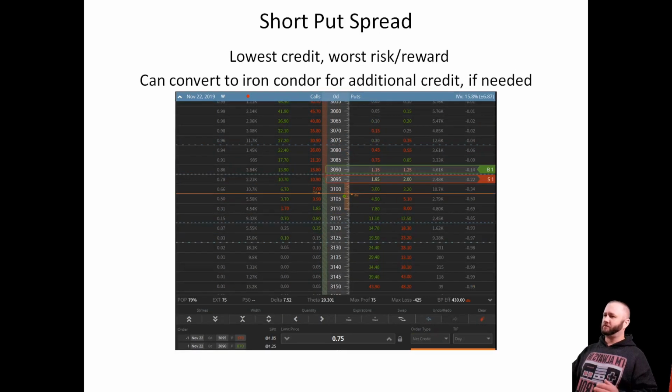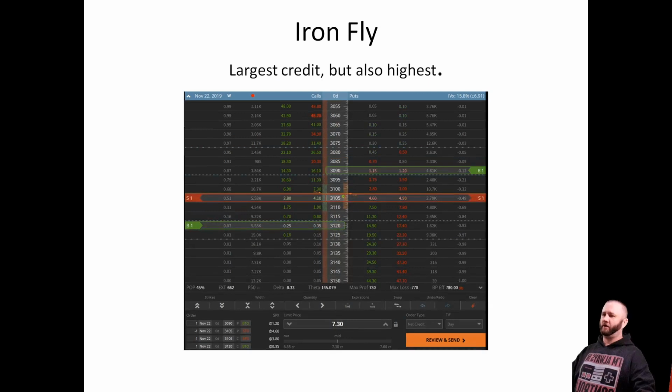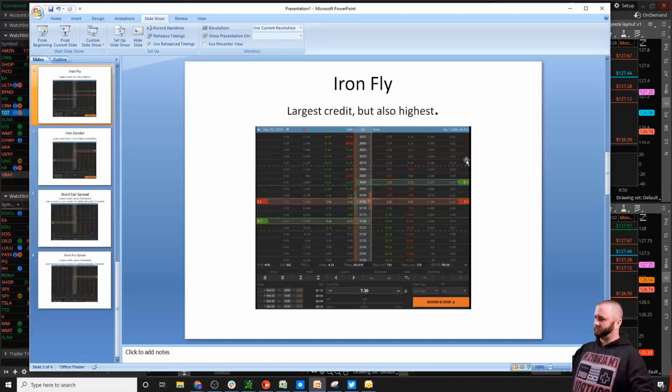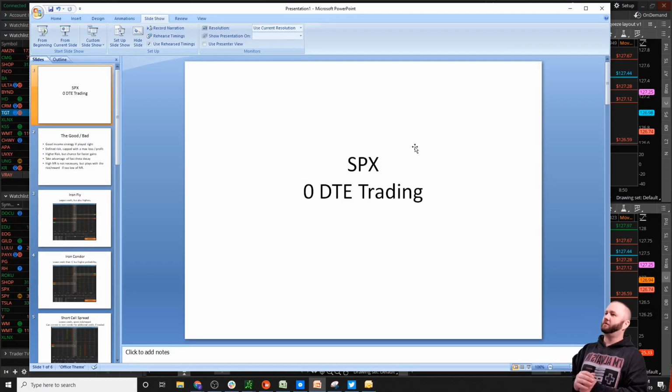So that's what they are. Those are the 4 strategies that I do on this, with the most common probably being the Iron Condor and the Iron Fly. Okay, and that's it with the slideshow. So let's start here first. Any questions on what I touched on so far?